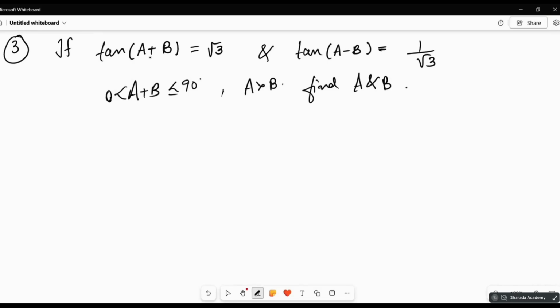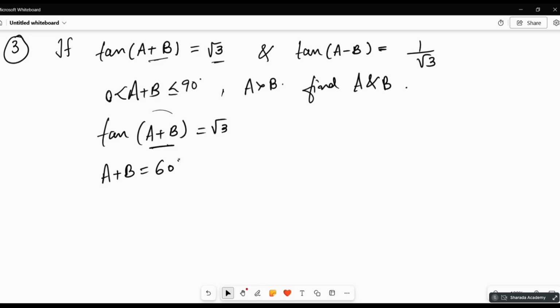So tan of A plus B is equal to root 3. That means tan of some angle is equal to root 3. When will you get root 3? 60 degree. See, tan of A plus B is equal to root 3. So if A plus B is what angle you will get root 3? When it is 60 degree. So A plus B is equal to 60 degree.